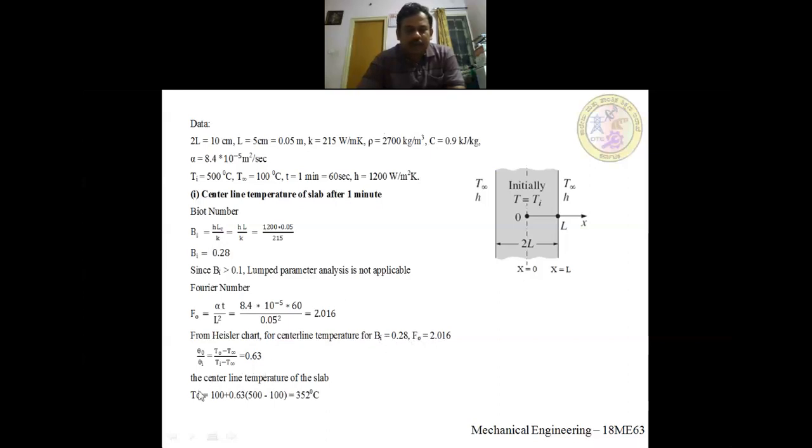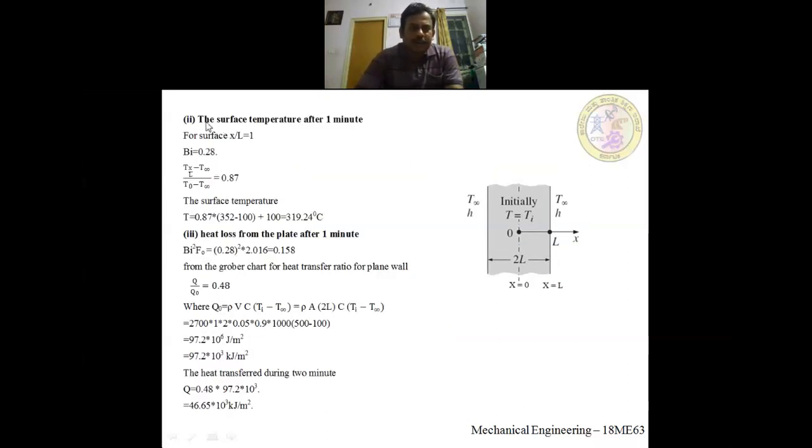Okay, then you can calculate the center line temperature. This you know, you are going to get 352 degrees Celsius. So 0.63 times Ti minus T infinity. Initial temperature was 500, ambient temperature is 100. See, T naught minus T infinity is there. T infinity goes to the right hand side, it will become plus T infinity. It will be 100.